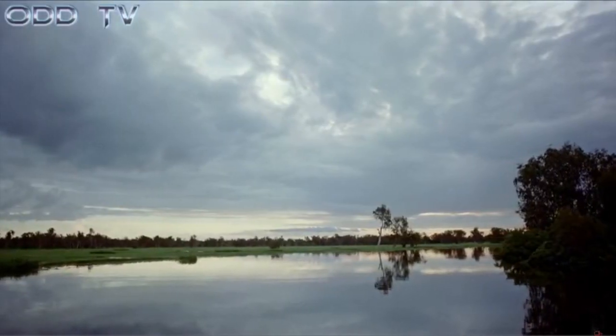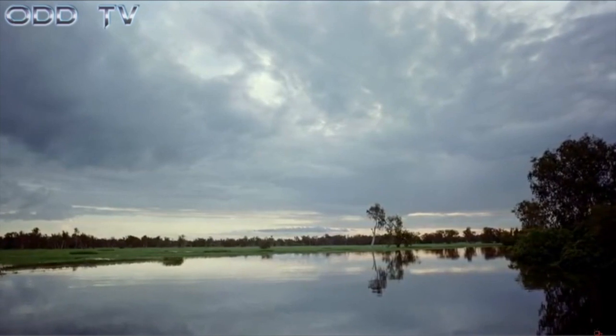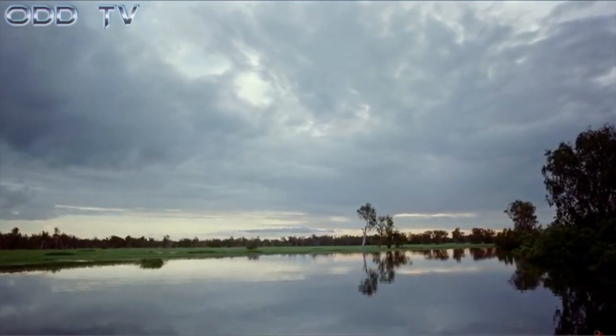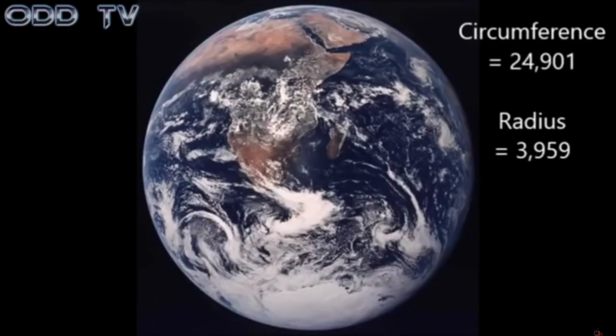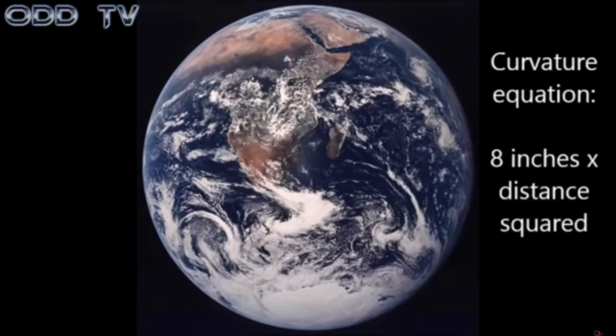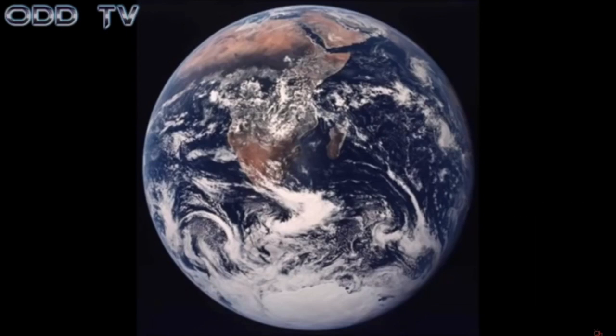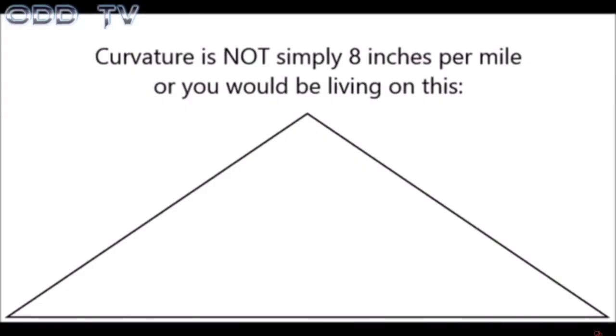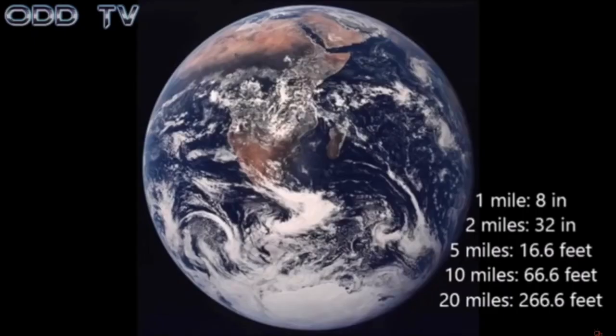You go to the beach, you see a completely flat horizon, you see water just ever so gently coming up on the shore. So there's the pretty blue marble that NASA claims we are living on, with a circumference of 24,901 and a 3959 radius. So to find the curvature, you take 8 inches times your distance squared. That's 8 inches times your distance squared, and if you don't square the distance, you end up with this, and this is not what NASA has shown us. They have given us a beautiful blue marble that we love. So you get 8 inches for 1 mile, 32 inches in 2 miles, 16.6 feet with 5 miles, and so forth.